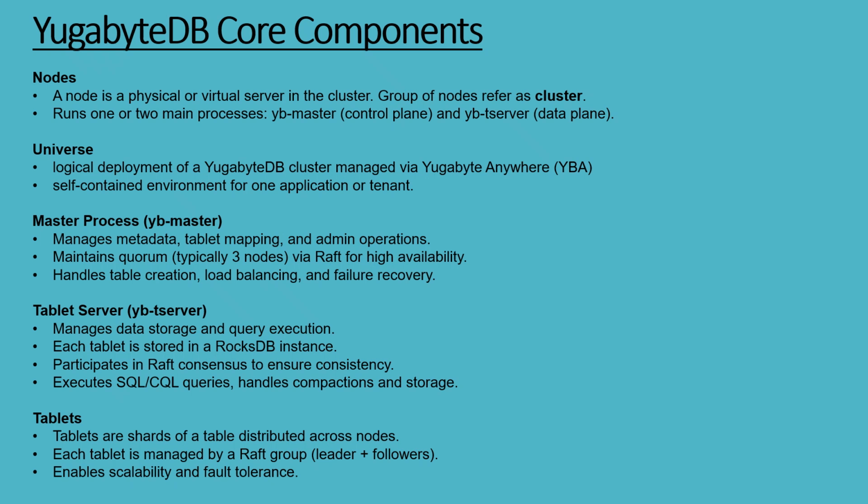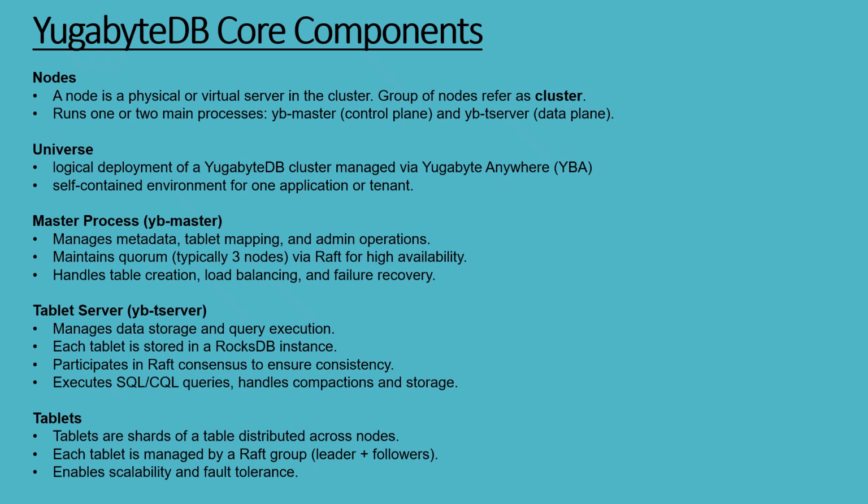differentiator between traditional databases and distributed databases. In YugabyteDB, a tablet is a shard of a table. When a table is created, it is automatically divided into multiple tablets based on the split criteria. This sharding allows the database to scale horizontally by distributing tablets across multiple nodes. Each tablet contains a subset of the table's rows and is stored as a RocksDB instance on a particular node. So this design enables parallel processing and efficient data access.